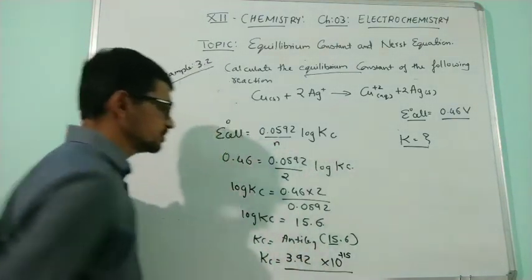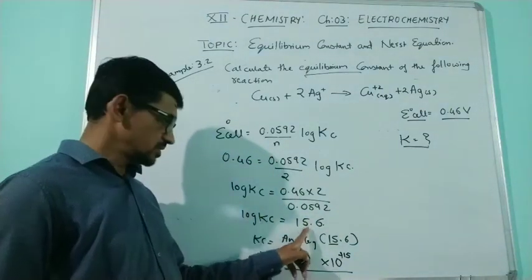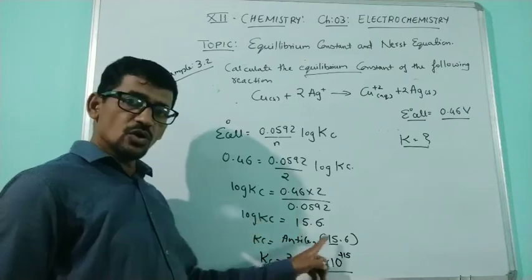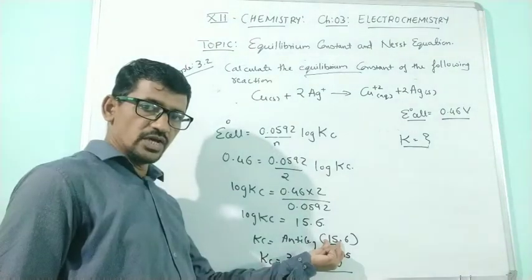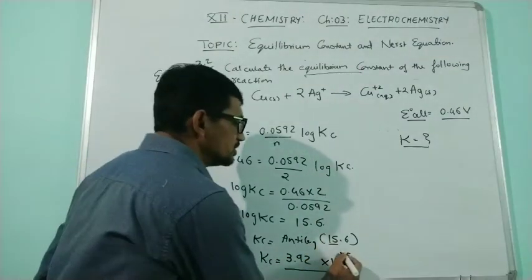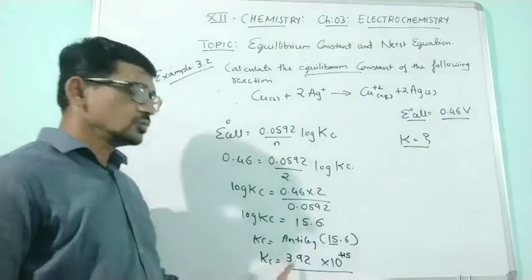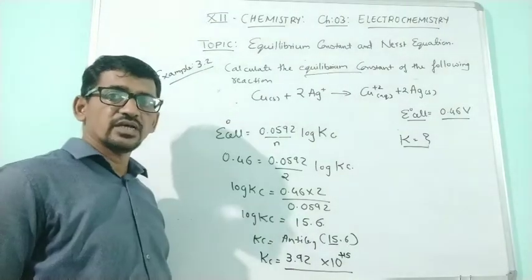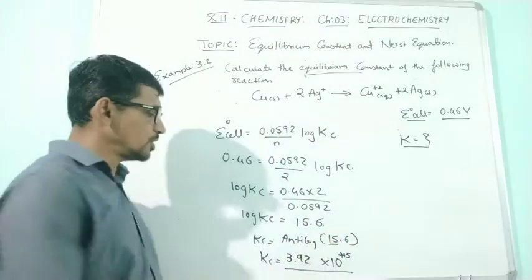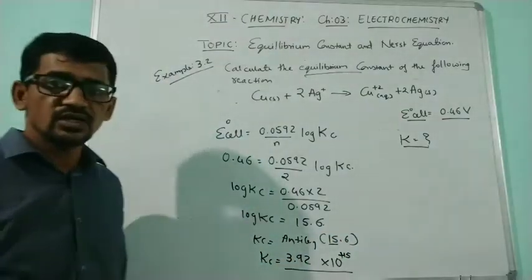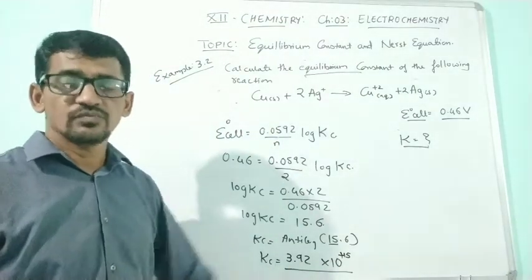Okay, again I revise. Log Kc is coming 15.6. So Kc is equal to antilog of 15.6. Whatever 15 is coming, the digits before the decimal will come in power. So it is 10 raised to 15. And for 0.6, you check the value of the antilog. The value is 392 something. So we have to put the decimal after one digit. So it is 3.92. So Kc value is coming approximately 10 raised to 15.